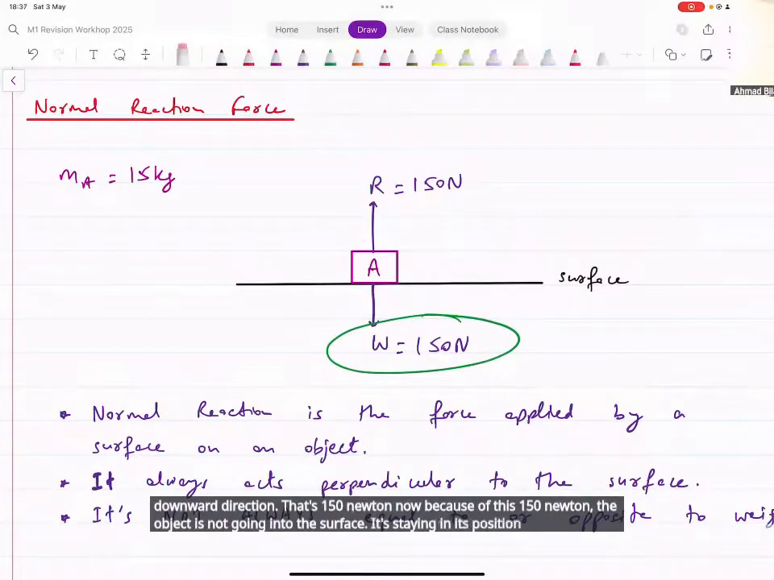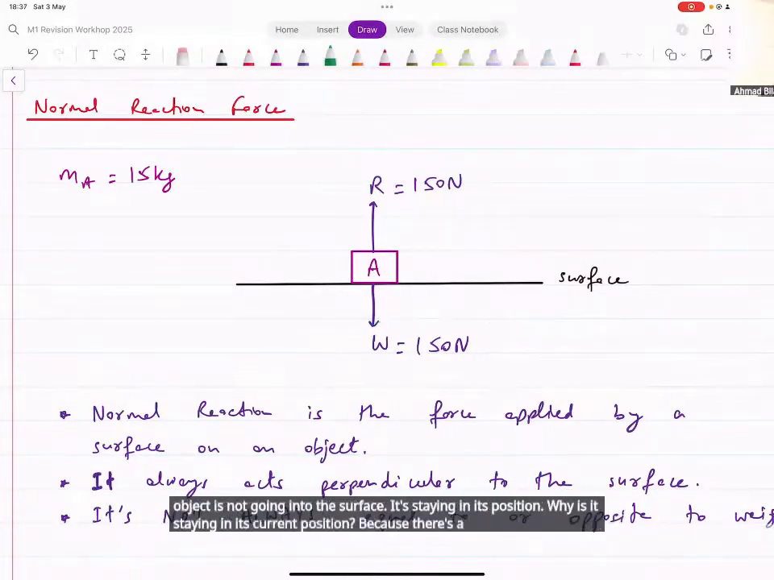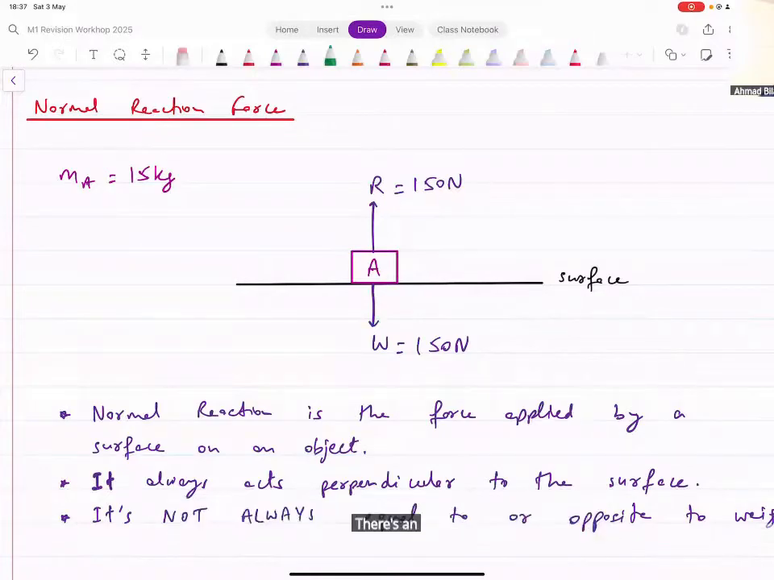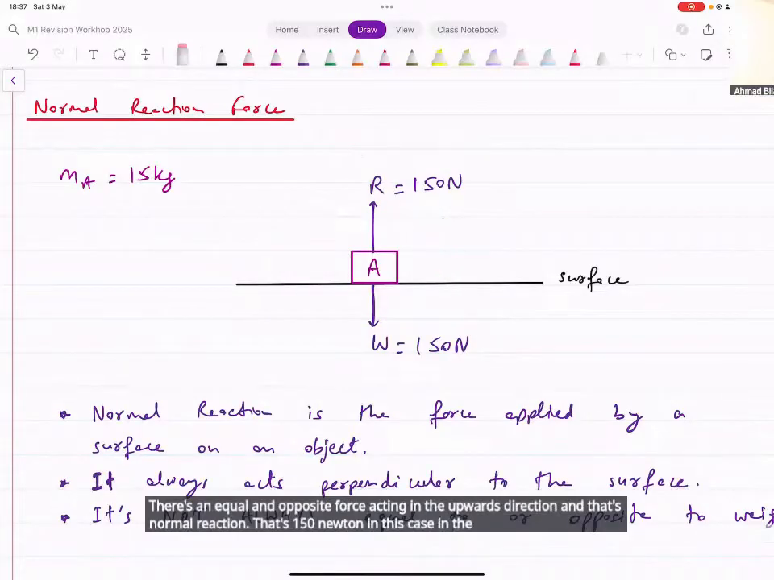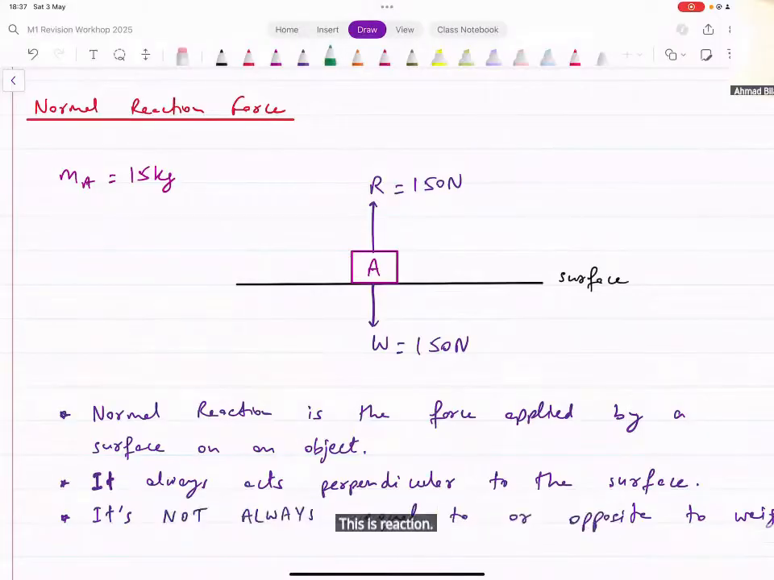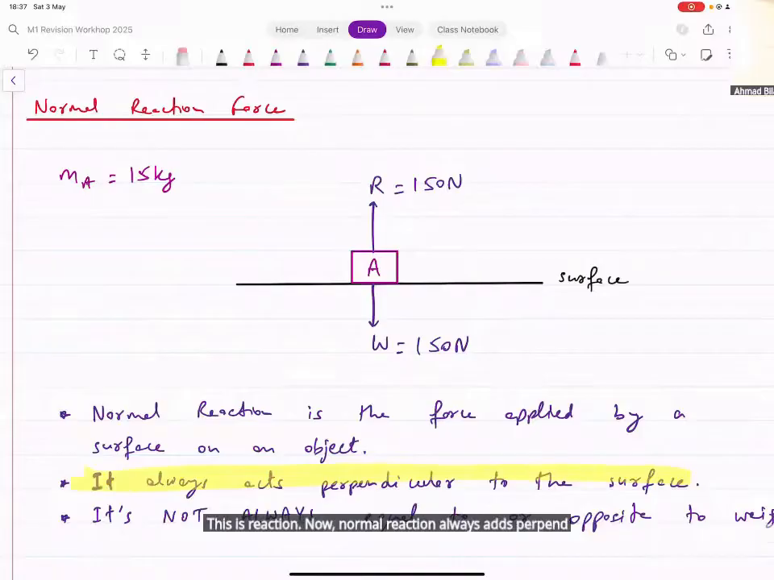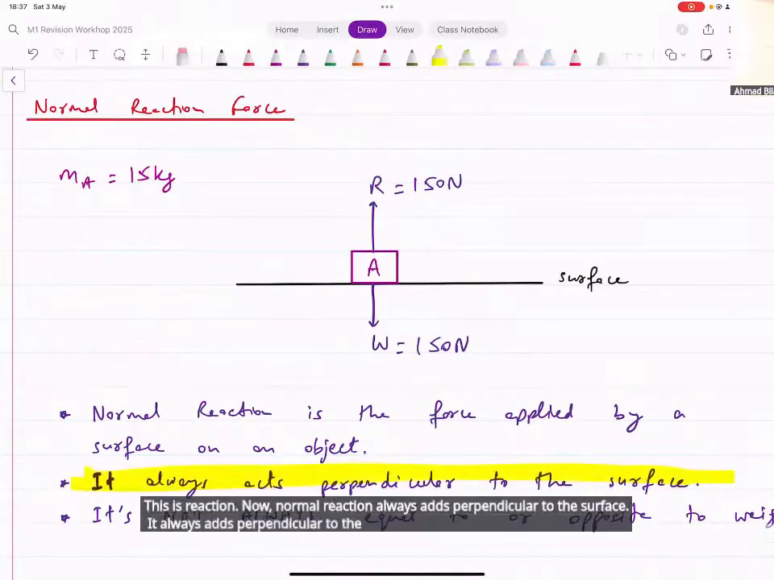Why is it staying in its current position? Because there's an equal and opposite force acting in the upwards direction, and that's normal reaction. That's 150 Newton in this case. In the absence of any other forces, this will be 150 Newton as well. This is reaction. Now, normal reaction always acts perpendicular to the surface. It always acts perpendicular to the surface.